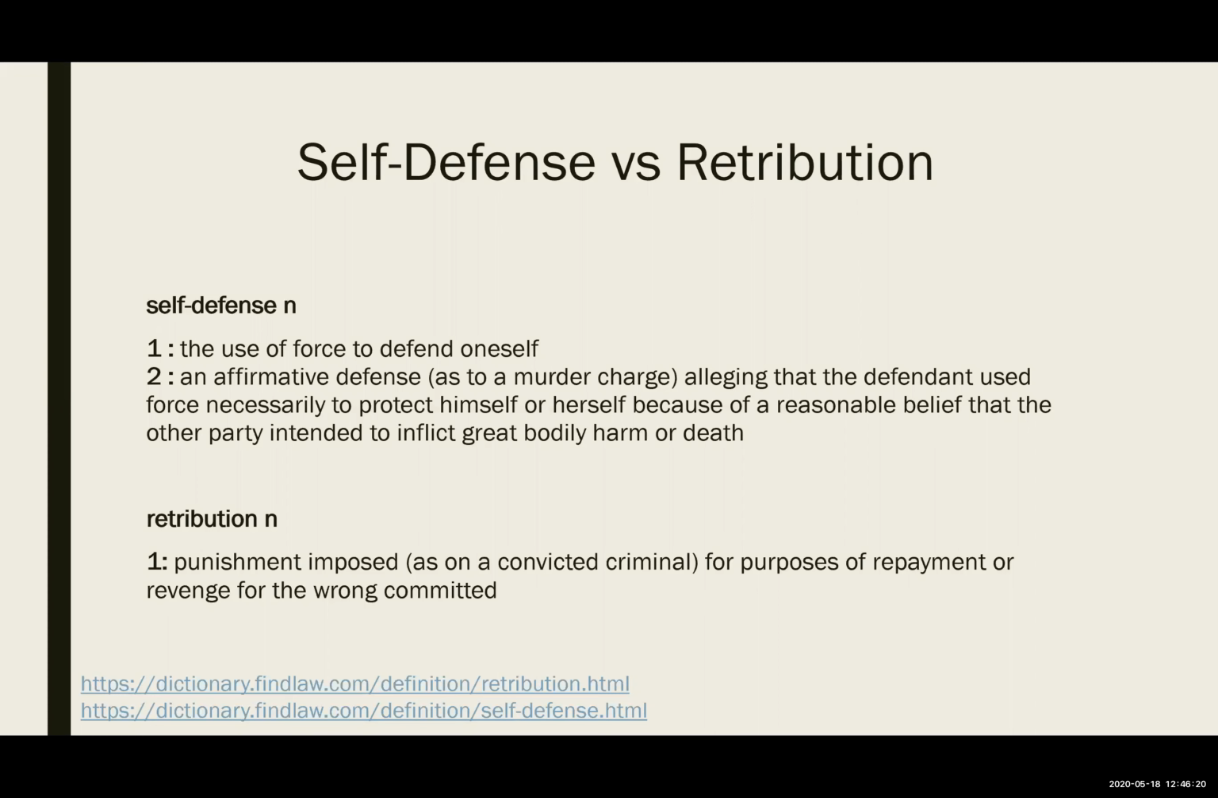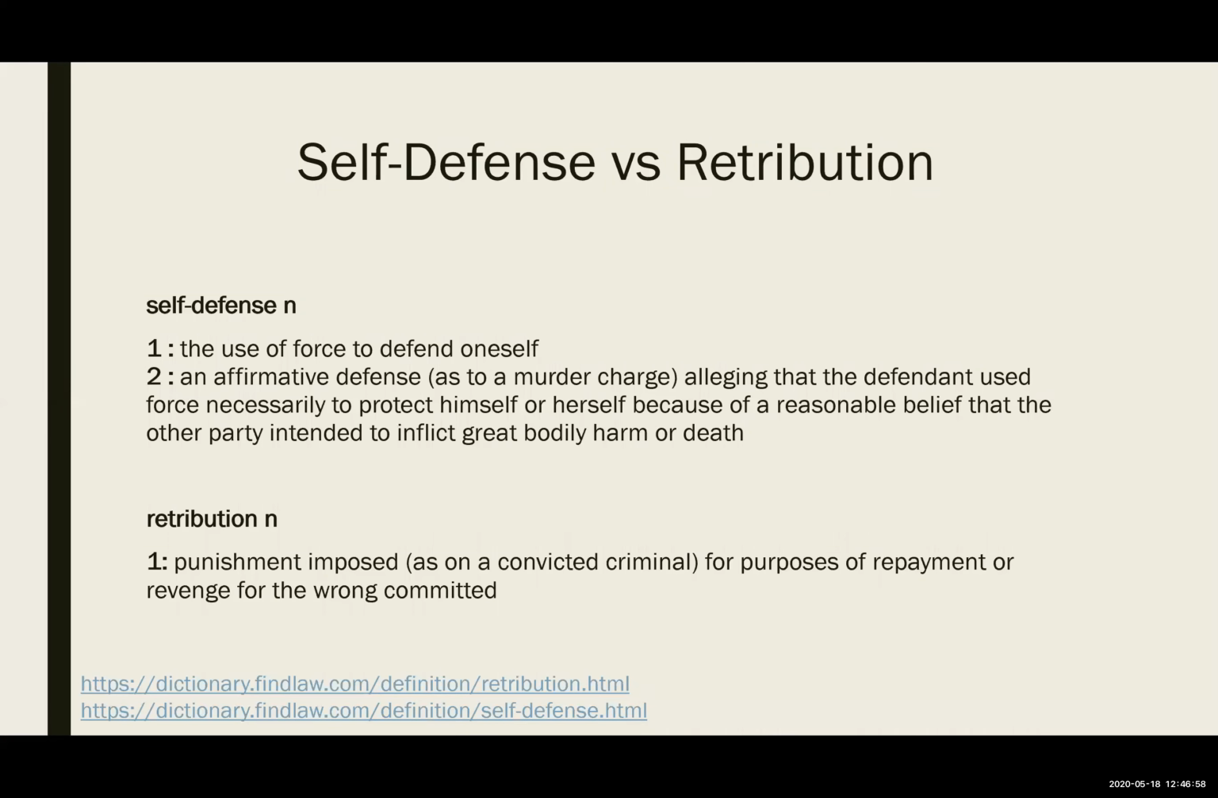So a definition for that is part 2 under self-defense here. An affirmative defense as to a murder charge, for example, alleging that the defendant used force necessarily to protect themselves because of a reasonable belief that the other party intended to inflict great bodily harm or death. So basically what this means is it's a defense that you can use in the court of law, saying that you were justified in your use of force because it was necessary to protect yourself because of a reasonable belief that you were in great danger. So keep these in mind as we continue talking.